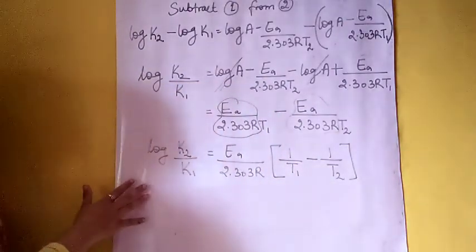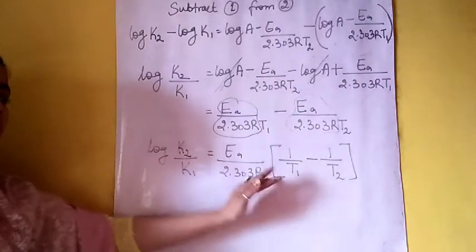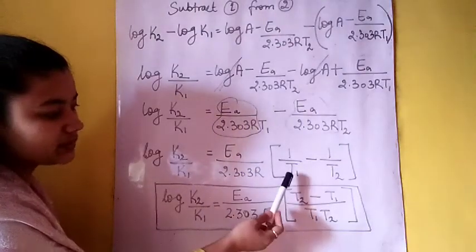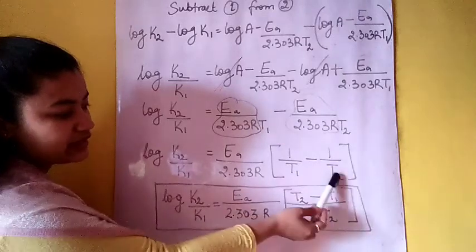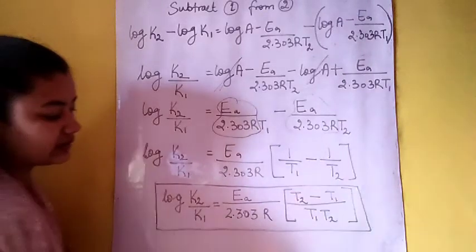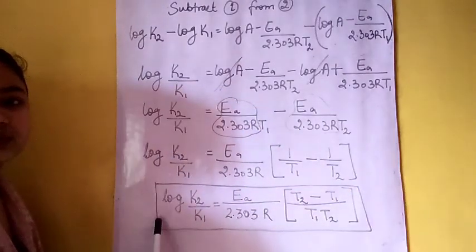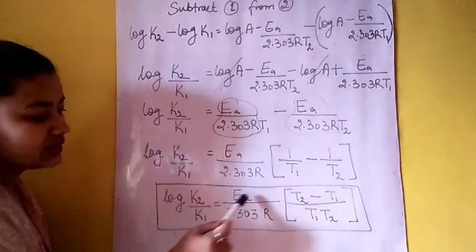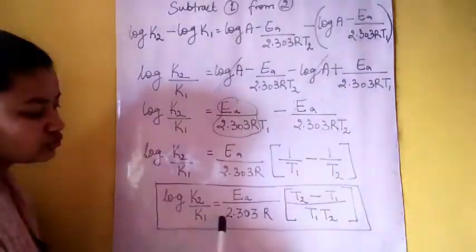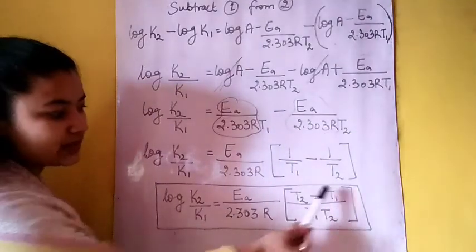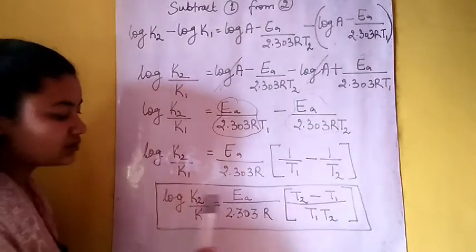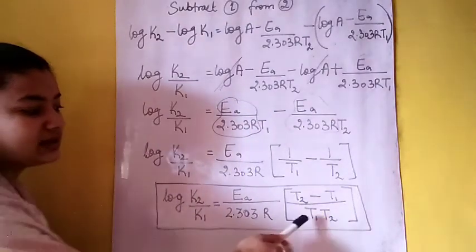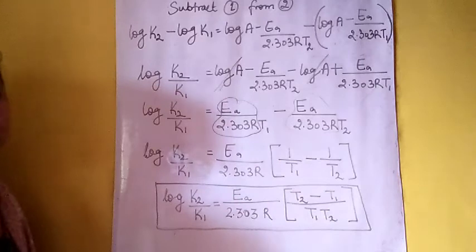Now this is the equation, and if we take LCM here, then there will be another equation also. If we take LCM, it will become T1 T2, and T2 will shift here, that is T2 minus T1. So this is our final equation in which we have to do numericals also, that is log K2 by K1 is equal to EA upon 2.303 R times T2 minus T1 by T1 T2. So in this we have done our dependence of temperature on the rate of reaction, right?